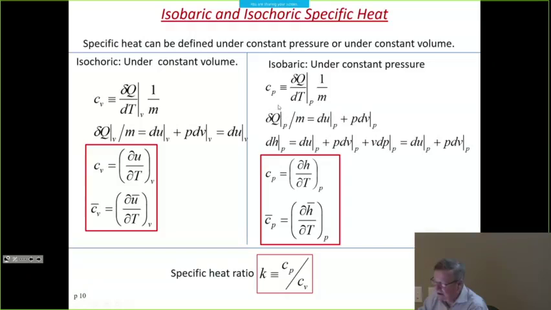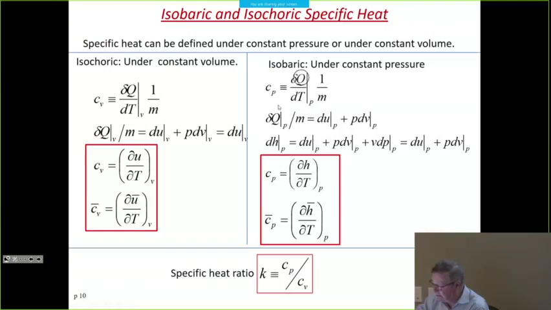The heat under constant pressure is the enthalpy, not the internal energy. The heat under constant volume is the internal energy. The heat under constant pressure is the enthalpy. That's why we defined enthalpy. It's to make use of this relation.